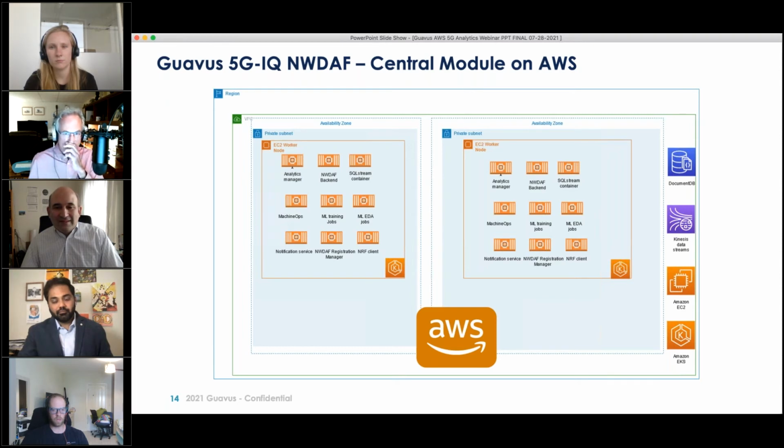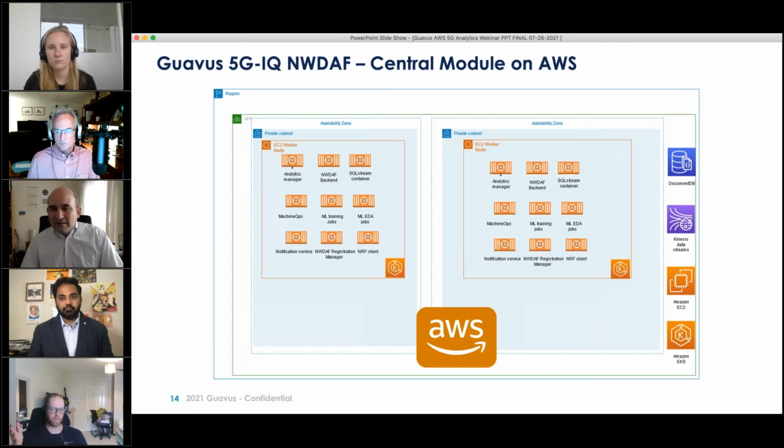Yeah, absolutely. As Andrew mentioned, what we were thinking about doing here is first deploying the Guavus NWDAF solution in the AWS region, as you can see here in the picture. The solution is completely based on Kubernetes. We are hosting it on Amazon EKS. EKS stands for Elastic Kubernetes Service. The concept here was to see how we can architect the solution across multiple availability zones to make sure that we are fully highly available.